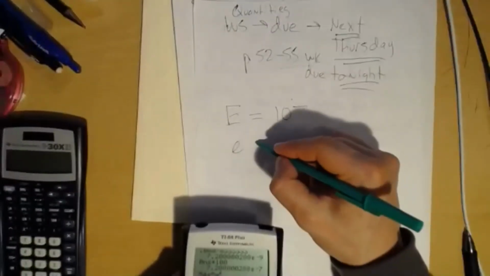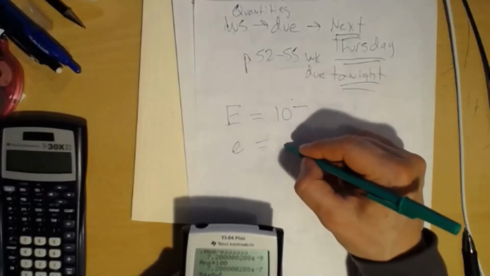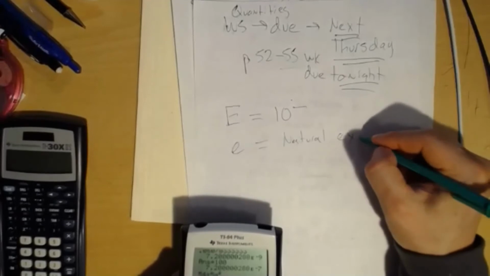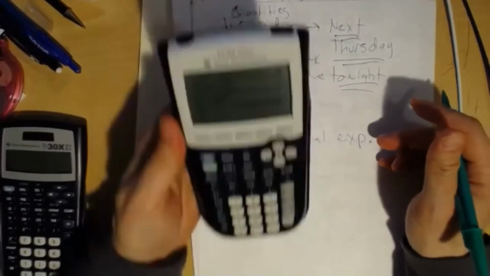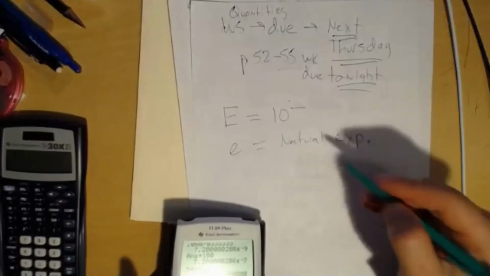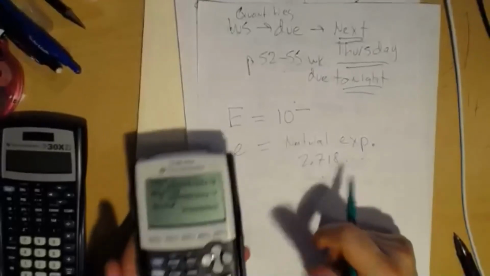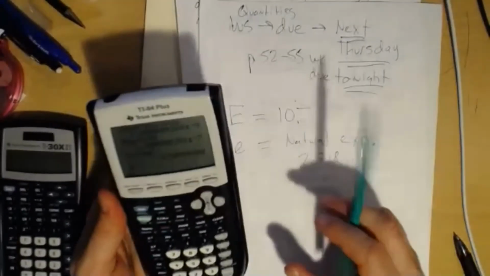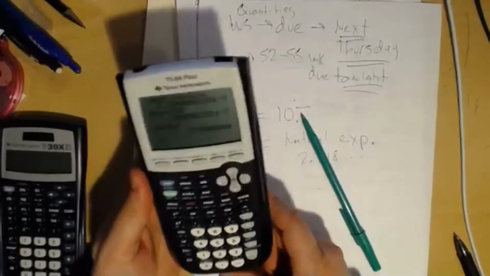Lowercase e is actually what they call the natural exponent, and you also have those on here. Let's not bother with e, but that's an irrational number like pi. It's something like 2.718. It goes on forever. But for scientific notation, we're always going to use 10 to the. So there's actually a couple ways to do this.